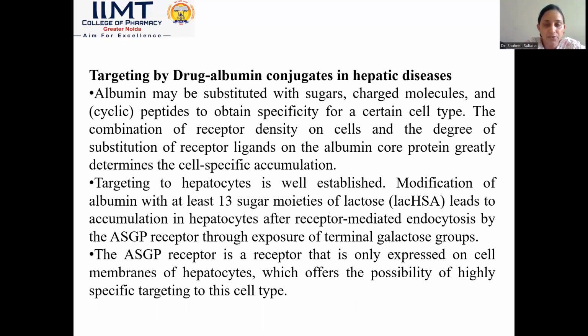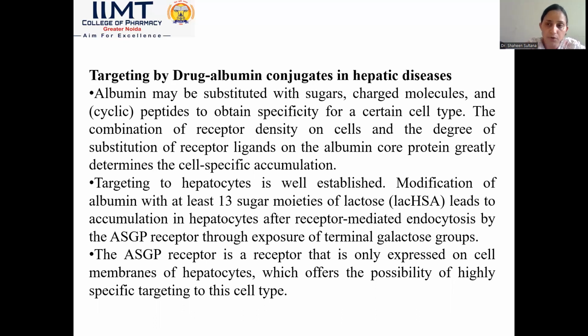Now, the targeting by drug albumin conjugate in hepatic diseases. Now, albumin, this is the protein. You can add to the albumin sugar molecules, charged molecules, or peptides. When adding the sugar or charge or peptides to albumin, it is able to target a specific type of cell. The combination of receptor density on a cell and degree of substitution of a receptor ligand will determine the cell-specific activity.